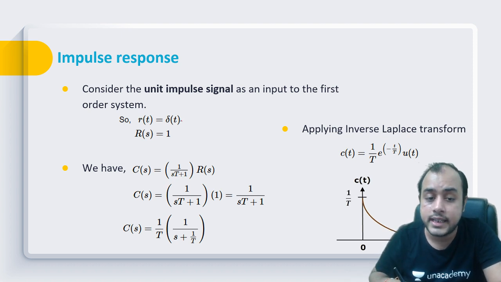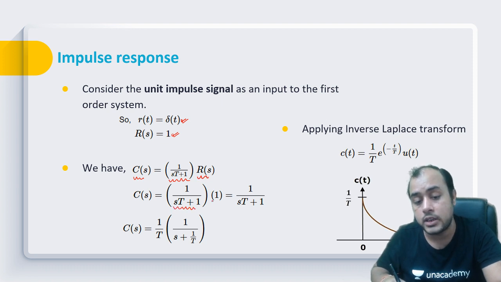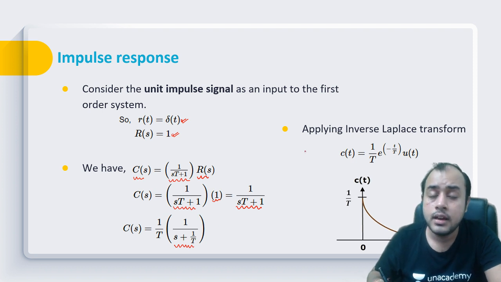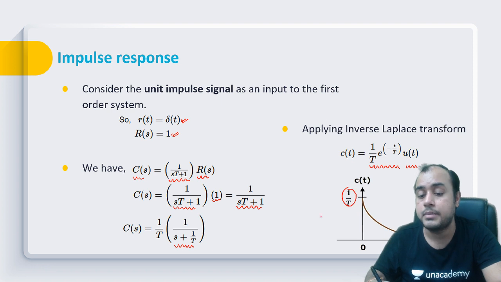So here you see r(t) is delta t, which means R(s) is 1. So the output is the transfer function multiplied by the input. So 1 by (sT plus 1) into 1, that is 1 by (sT plus 1). If you take T common, it is 1 by T over (s plus 1 by T). Now if you take the Laplace inverse, it will be 1 by T e to the power minus t by T u(t). So guys, the height of this function is 1 by T.